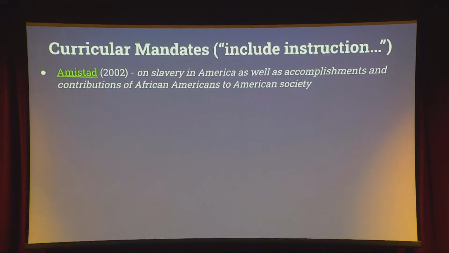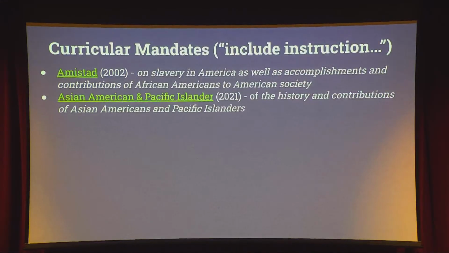So the first one is the Amistad Law, as it is commonly referred to, including instruction on slavery in America, as well as the accomplishments and contributions of African Americans to American society. If you read the full legislation, it talks about how this needs to be included at the elementary, middle, and high school levels, what specifically needs to be addressed, and how it should look. And then I'll take you through the rest.